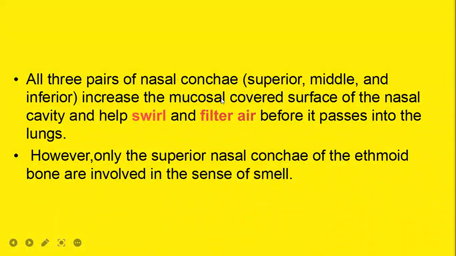All three pairs of nasal conchae, superior, middle, and inferior, increase the mucosal-covered surface of the nasal cavity and help warm and filter air before it passes to the lungs. However, only the superior nasal conchae of the ethmoid bone are involved in the sense of smell. That's all about the nasal conchae.